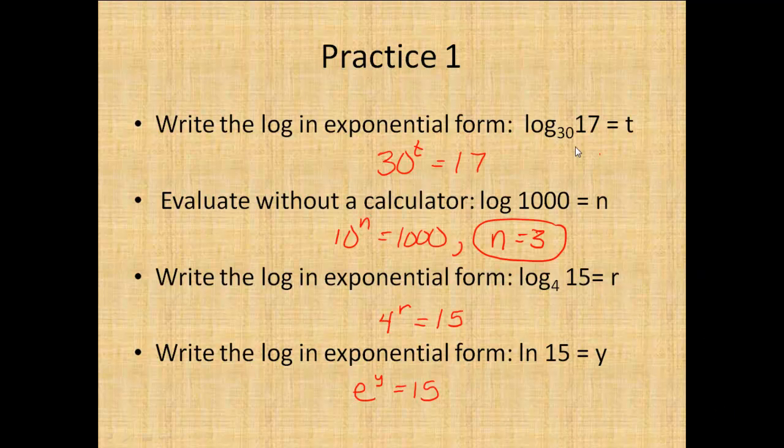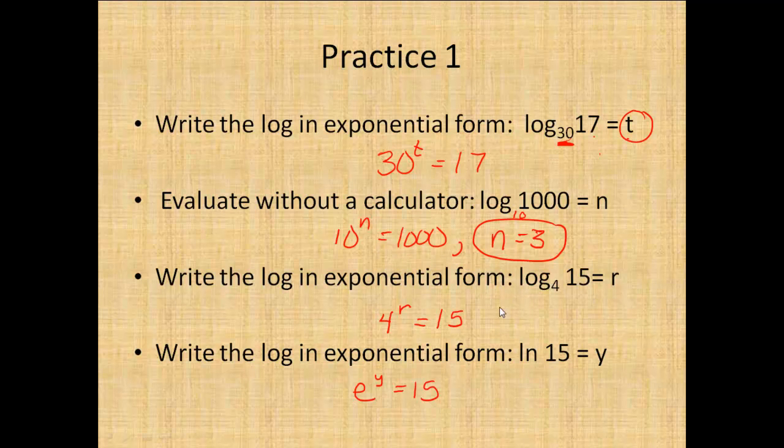Okay, the first one, just wanted you to rewrite it. So I had my base raised to my exponent, so 30 raised to the t equals 17. And then the second one, evaluate without a calculator. So this one just said log of 1,000. Well, since there was no base indicated, we have to assume it's a 10. So we have our base of 10 raised to the n. So 10 raised to the n is equal to 1,000. Well, 10 to the third will give me 1,000.